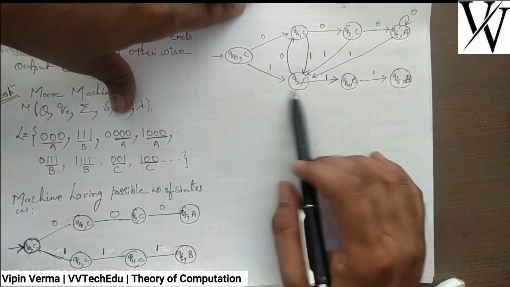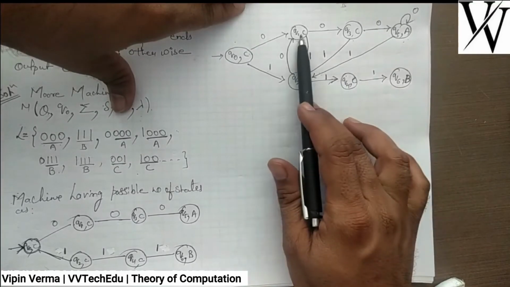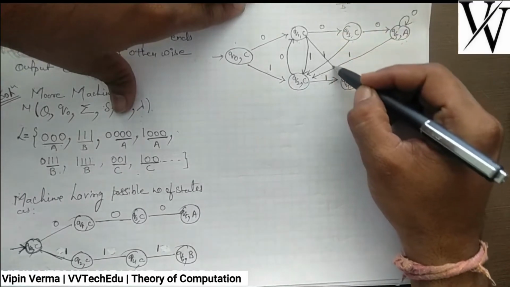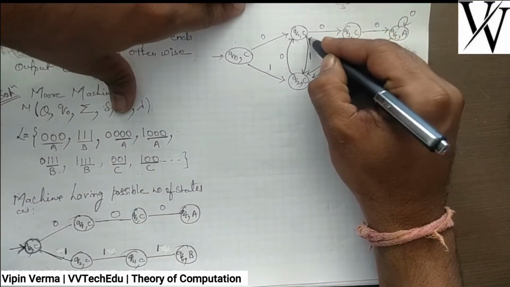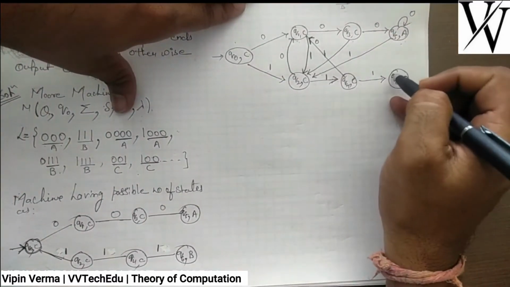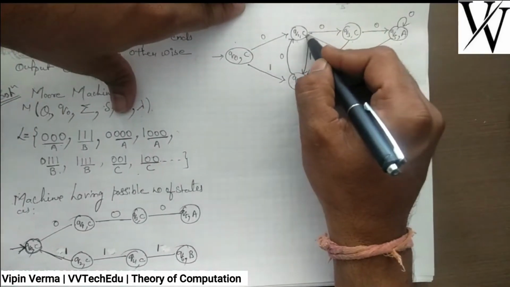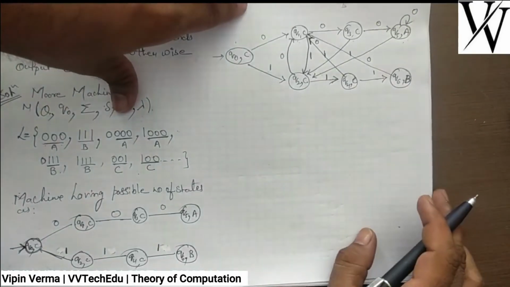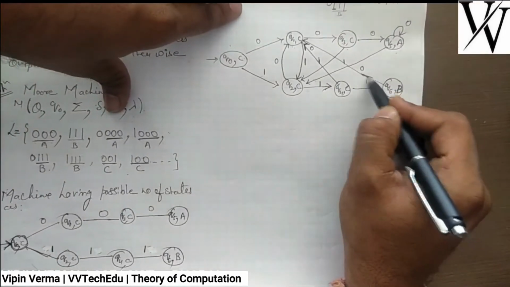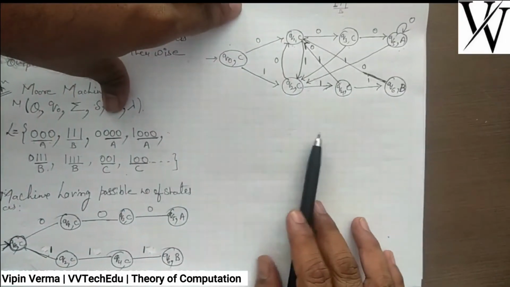नाउ एट दिस स्टेट 1 1, अगर 0 आया तो फिर हम कहाँ भेजेंगे इसको? यहाँ पर, ताकि यहाँ से for 0. ठीक है. Now from this state again the transition goes to here. So we can say that this is what we call the required Mealy machine.